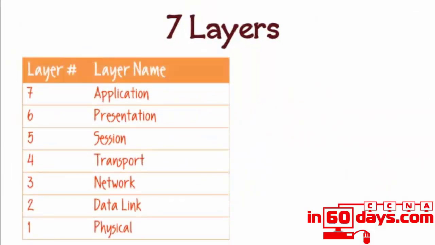So 7 layers. Some people get the numbers wrong. Layer 7 is always at the top. It's always the application layer, and then we go down 6, 5, 4, down to 1. Application, presentation, session, transport, network, data link, and physical. The way to remember this is with a mnemonic, and it's all people seem to need data processing. So it's well worth, if you haven't heard that before, writing it down. All people seem to need data processing, and that's how we remember the 7 layers.